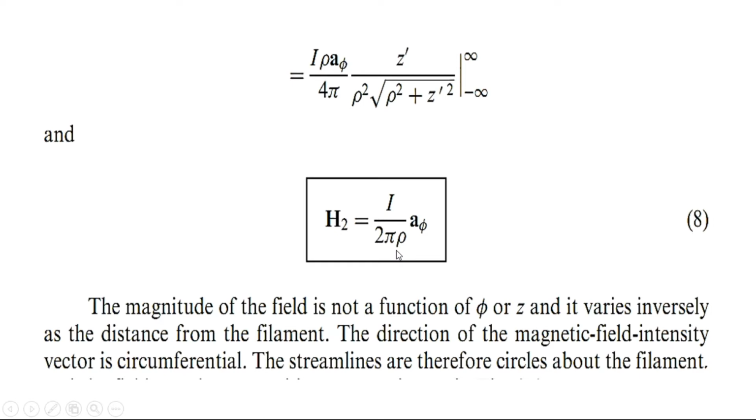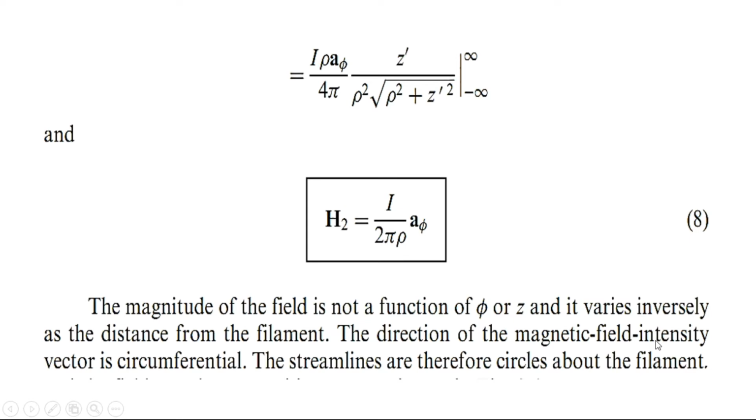As I already told you, if we move away from the filament, the magnetic field strength will decrease. If we move towards the filament, the magnetic field strength will increase. So the magnitude of the field is not a function of phi or z. It is only a function of rho, because it varies inversely as the distance from the filament.